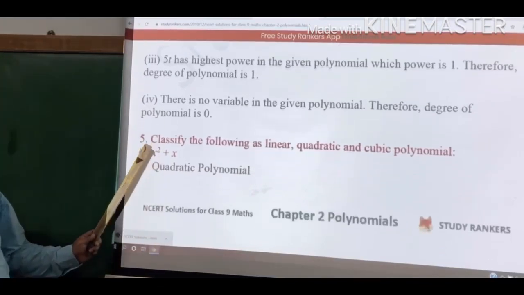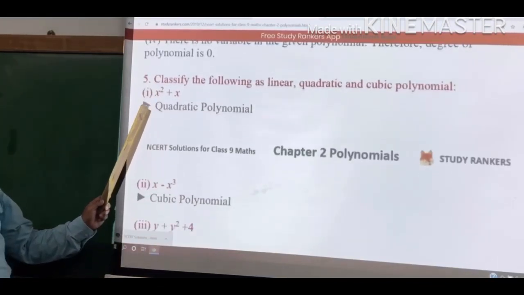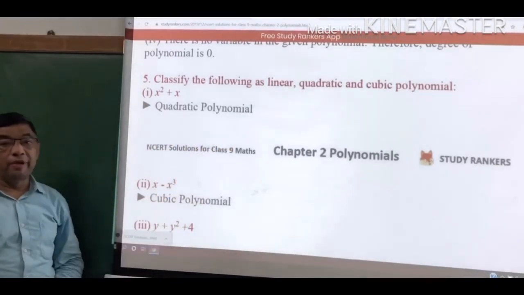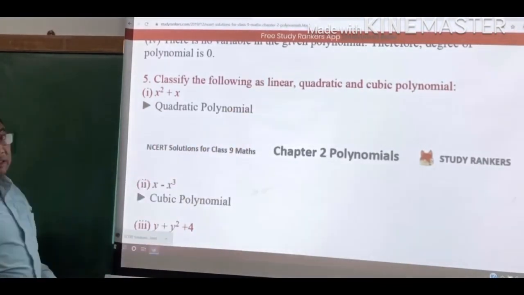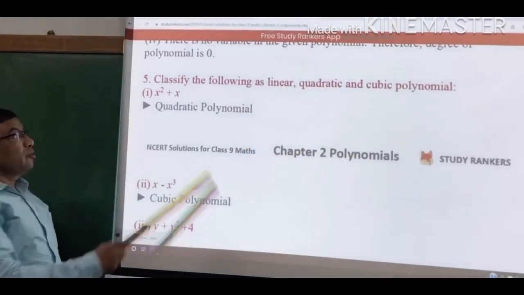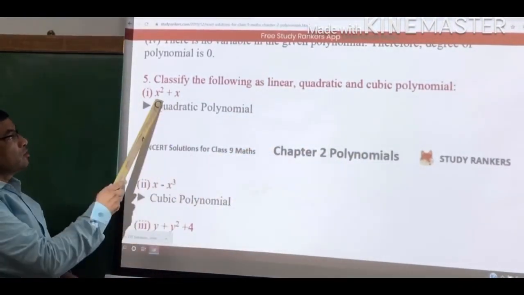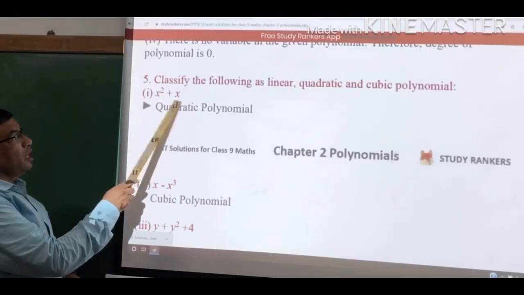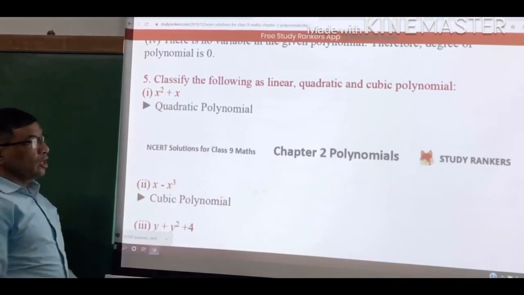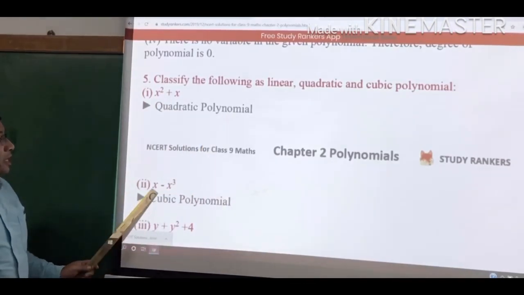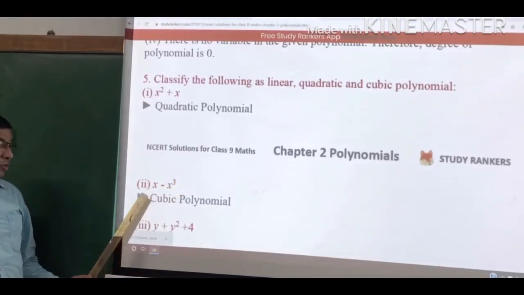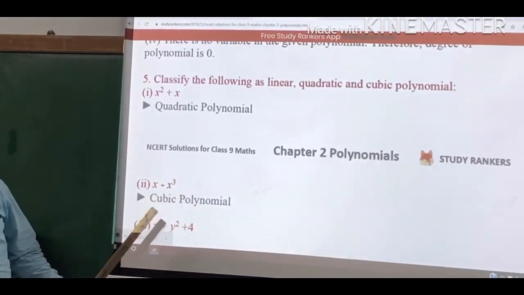Now classify the following as linear, quadratic and cubic polynomial. So either it is a linear polynomial or cubic polynomial or quadratic polynomial that we have to answer. So first one we see the polynomial having the highest power 2. So it is a quadratic polynomial. Next one having the highest power here 3. So it is a cubic polynomial.